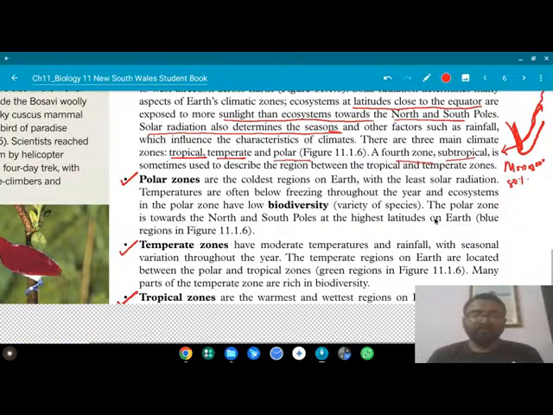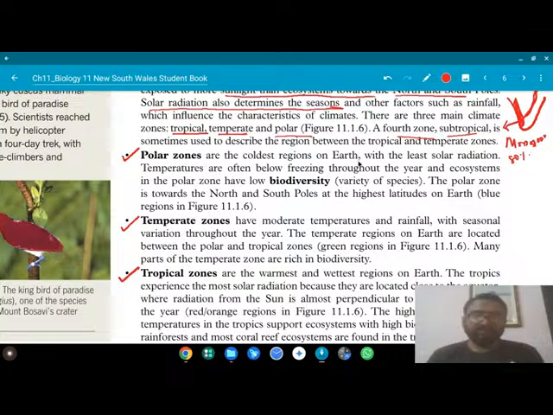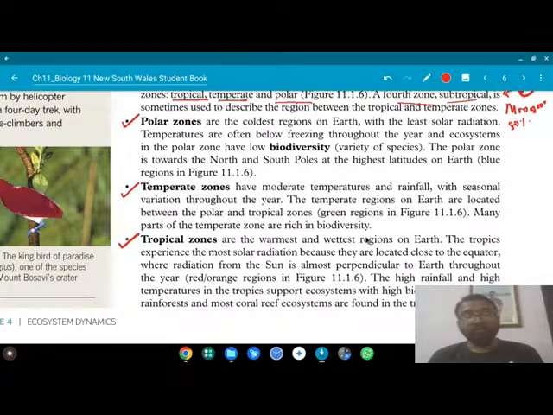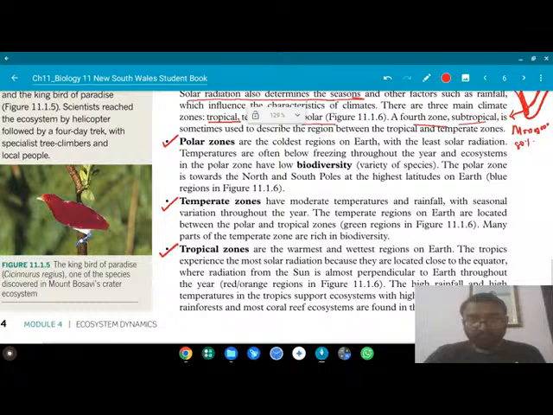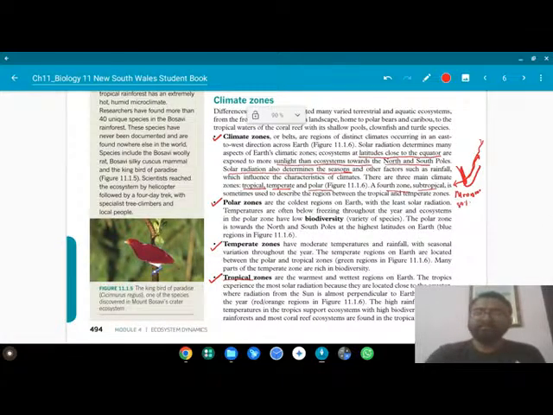The polar zone is the coldest region. The temperate zone has a moderate temperature. The tropical zone has the warmest, wettest, and hottest regions. So tropical and temperate zones are different. The high rainfall and high temperatures in the tropics support ecosystems with high biodiversity. The tropical zone gets the most solar radiation because it lies so close to the equator. We will see the next image.